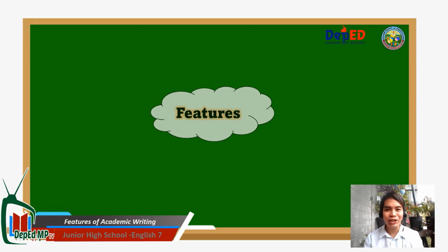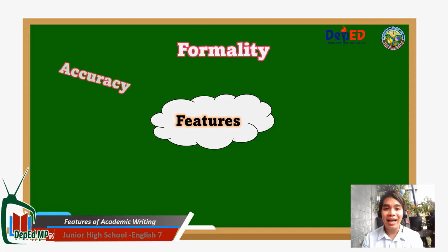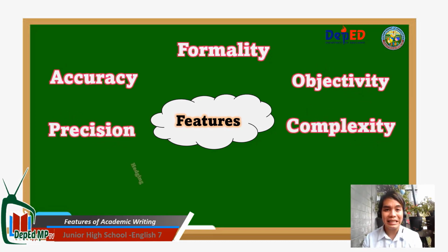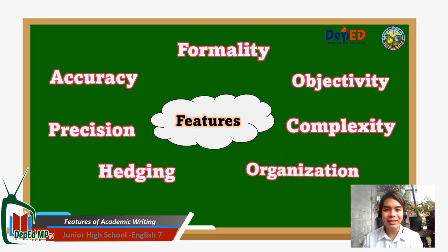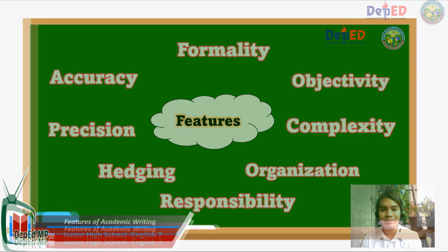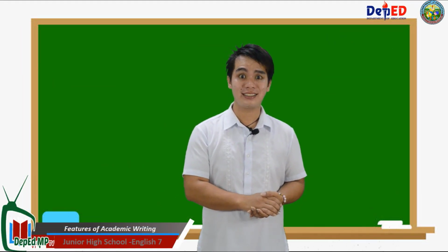Presenting the features of academic writing, starting with formality. Next, accuracy, objectivity, precision, complexity, hedging, organization, and responsibility. Knowing the features of academic writing is a must.